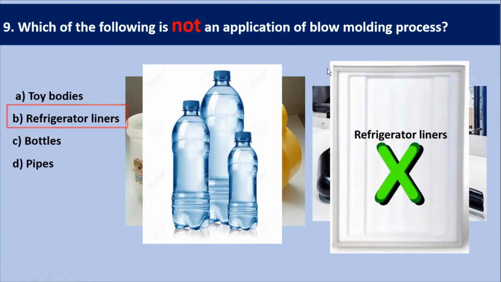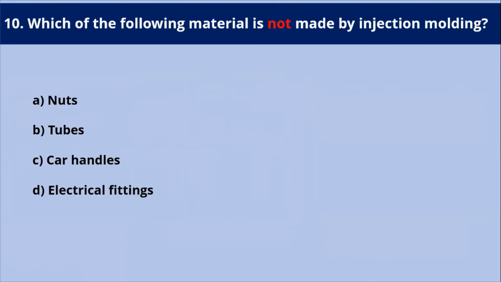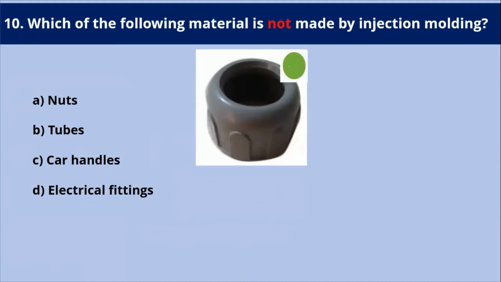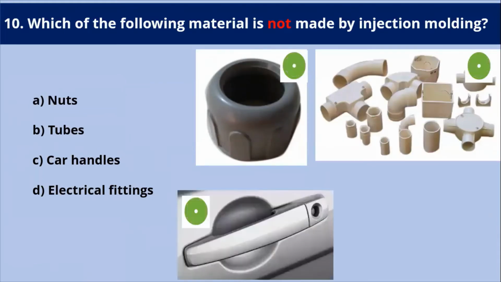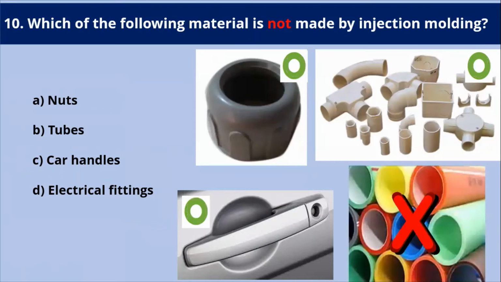Next question: which of the following materials is not made by injection molding? Nuts, then the electrical fittings, then the car handles are made by injection molding, but tubes, or I can say the rods, are generally made by the extrusion process. And that's why from the above options, I can say that the tubes are not made by injection molding.